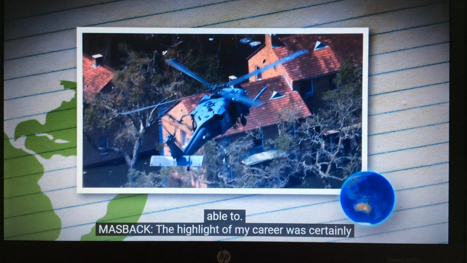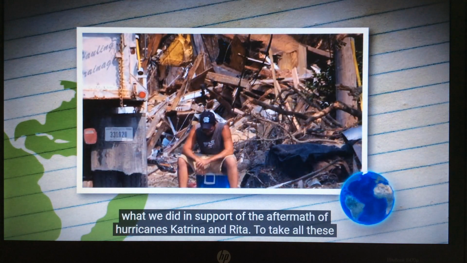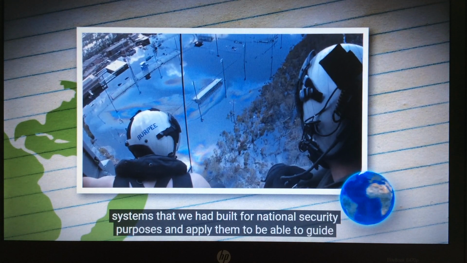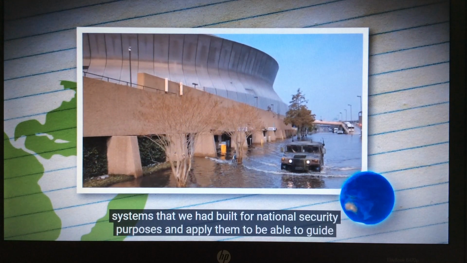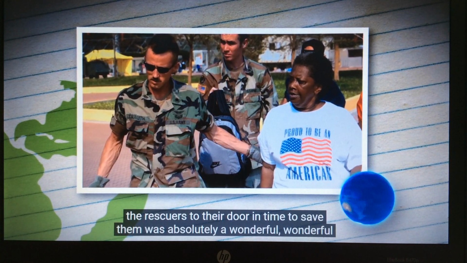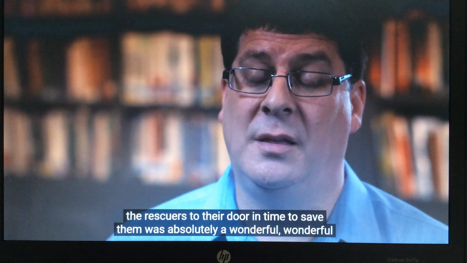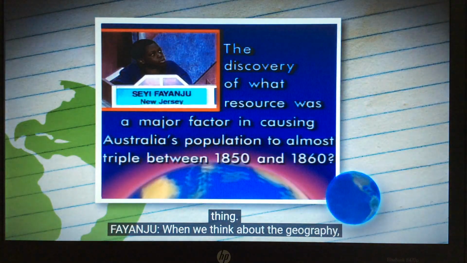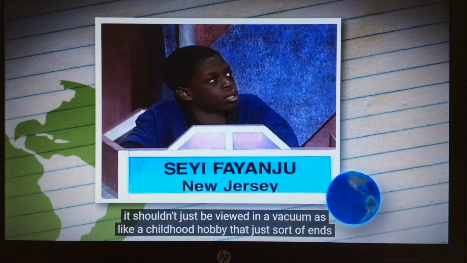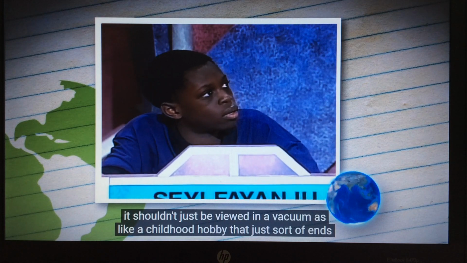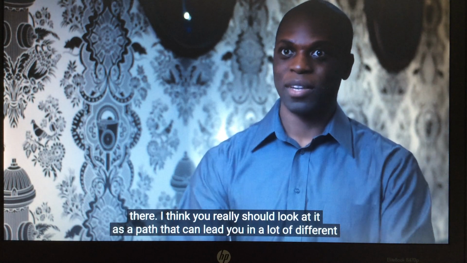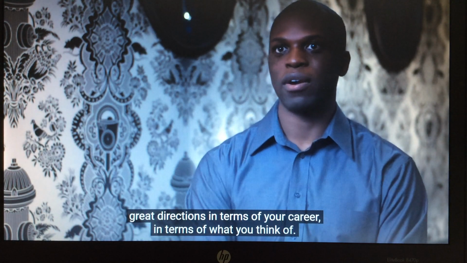The highlight of my career was certainly what we did in support of the aftermath of Hurricanes Katrina and Rita. To take all these systems that we had built for national security purposes and apply them to be able to guide rescuers to their door in time to save them was absolutely a wonderful, wonderful thing. When we think about the geography of me, it shouldn't just be viewed in a vacuum as like a childhood hobby that just sort of ends there. I think you really sort of look at it as a path that can lead you in a lot of different great directions in terms of your career, in terms of what you think of.